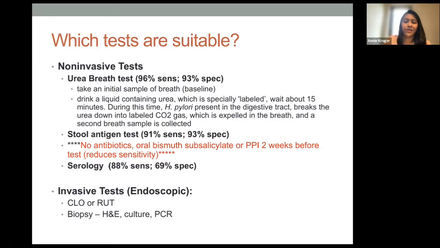So it may not be a top pick for a lot of patients. Sometimes a stool antigen is preferred. That's about 93% sensitive and 93% specific, so a little less than the breath test. And it's important, if you're doing the stool antigen, that the patient not have been on any PPI, oral bismuth like Pepto-Bismol, or antibiotics for about 2 weeks before, because it reduces the sensitivity and also the specificity of the test.